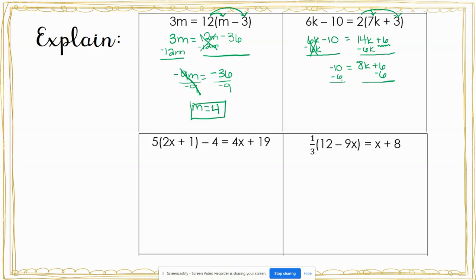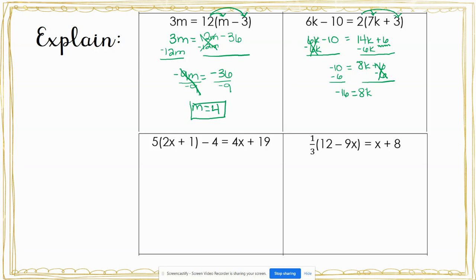Be careful over here and make sure that if you put this in your calculator, you put in exactly what it says, which is negative 10 minus 6. When I subtract negative 10 minus 6, I get negative 16. On the right side, 6 minus 6 is 0, so they cancel. And if I do 8k plus 0, that is just 8k.